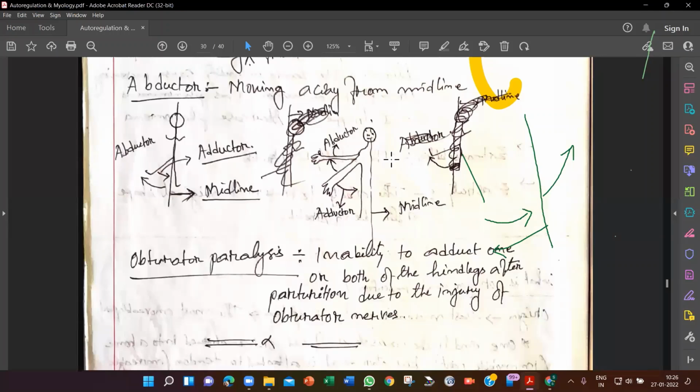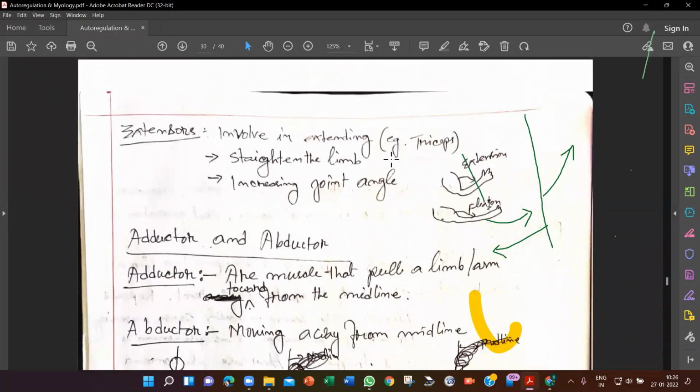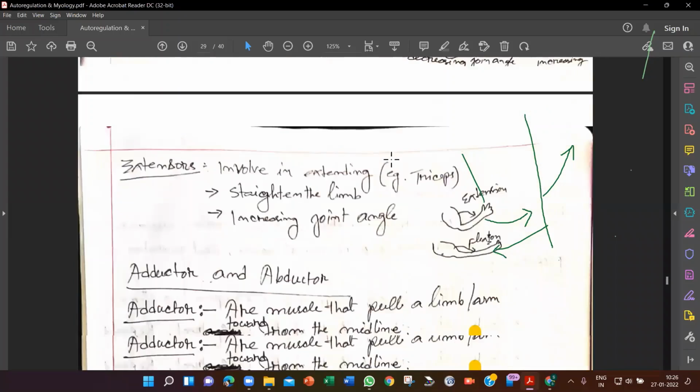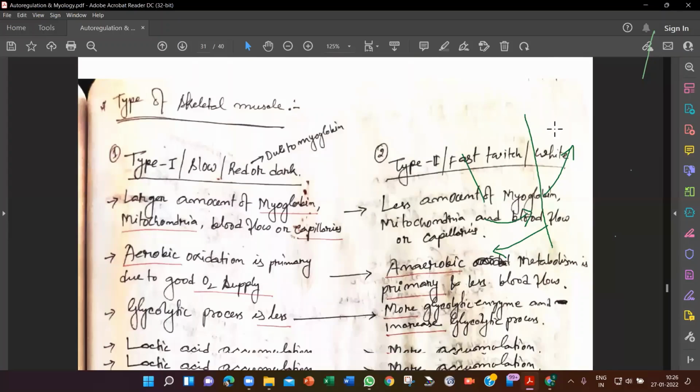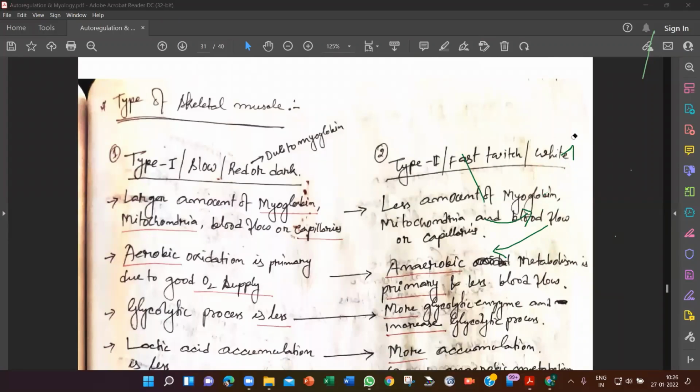So that is about the obturator nerve and extensor, flexor, origin, and insertion. Now we will see the types of skeletal muscle. Here we will discuss two types of skeletal muscle, type 1 and type 2. What are the differences between them?